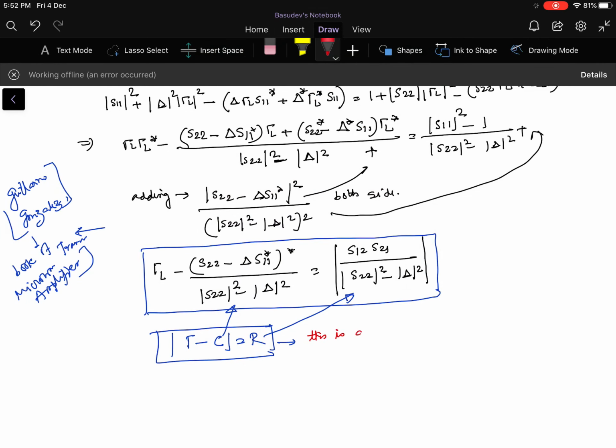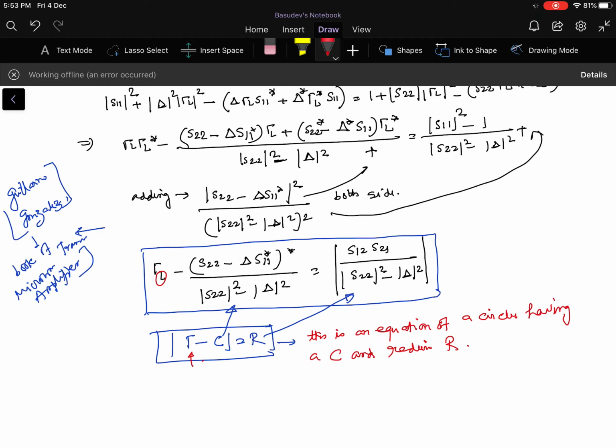This is an equation of a circle having a center C and radius R. So C is this, R is this. Now, this circle that I got, in which plane actually is it? Obviously it is in the τ plane. What is τ? The load reflection coefficient in my case, because the suffix is L here.